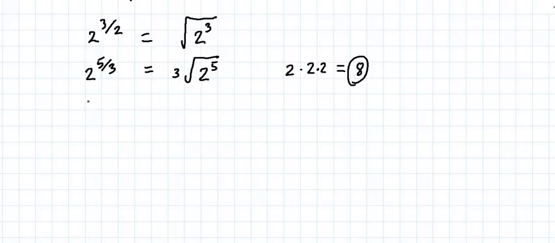I can apply that to very, very involved fractions. I could have 2 to the power of 355 over 113, and that would mean 2 to the power of 355, and then find a number which, when you multiply it by itself 113 times, gives you 2 to the power of 355.